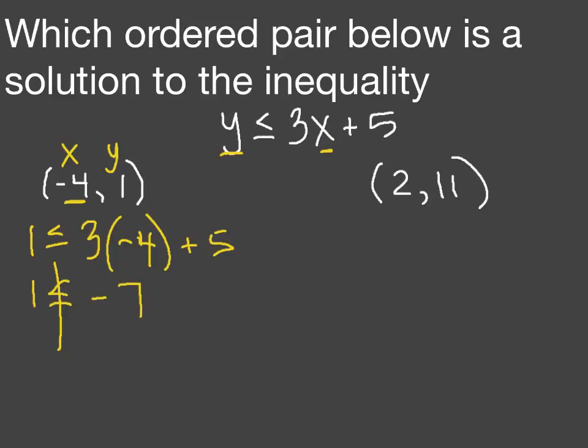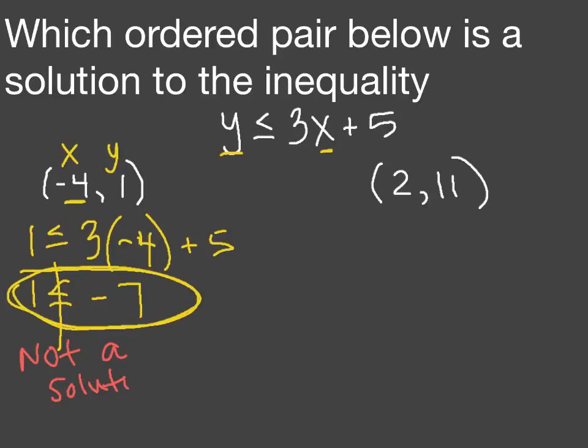So now we need to ask ourselves, well, is 1 less than or equal to -7? Is this statement true? Well, 1 is not less than -7. So that means that this point, -4, 1, is not a solution. It would not be in the shaded area of that graph.